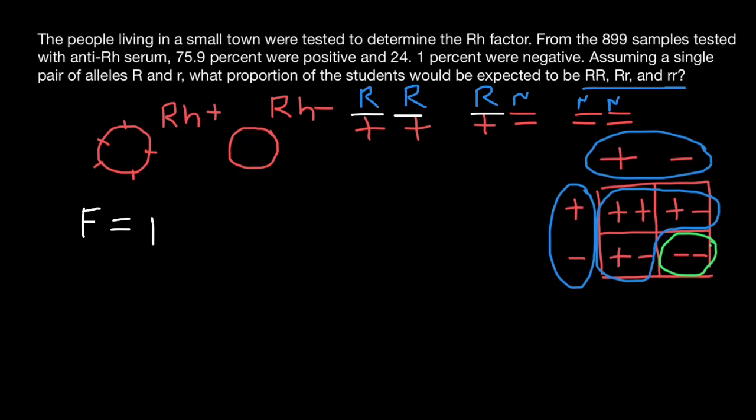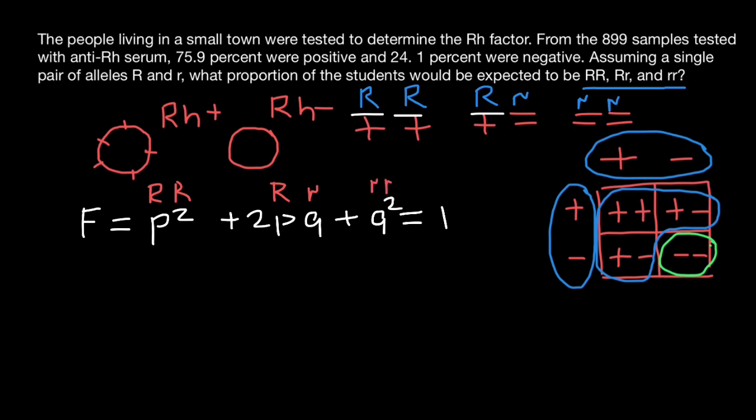The frequency equals p squared plus 2pq plus q squared, and all this equals 1, or 100%. For p squared we have the homozygous dominant genotype, capital R capital R. For 2pq we have capital R, small r, and for q squared, I forgot to put squared here, we have the small r small r genotype. These two genotypes make one phenotype, Rh positive, and this genotype makes another phenotype, Rh negative.